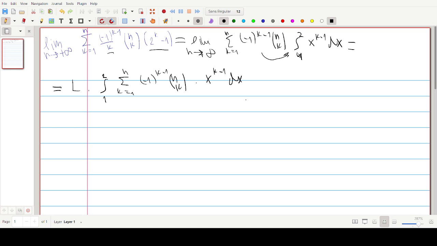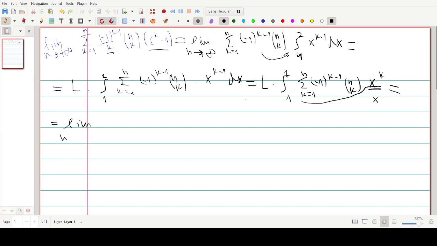Alright, so what will we do now? Again, we have the limit, an integral from 1 to 2, k goes from 1 to n, minus 1 to the k minus 1, n over k, and then we will rewrite this as x to the k over x. And if you take a look at this part on the top, you can see that it is actually a binomial sum, but the 1 is missing. So we will rewrite this as follows.